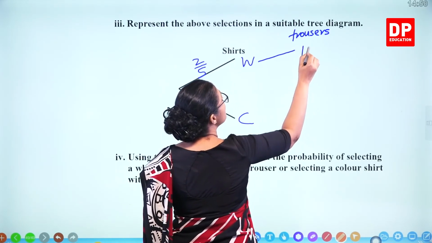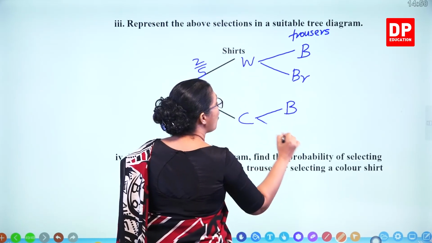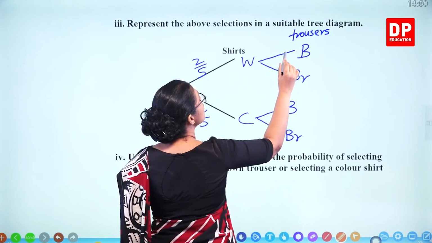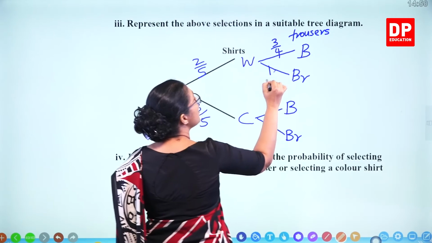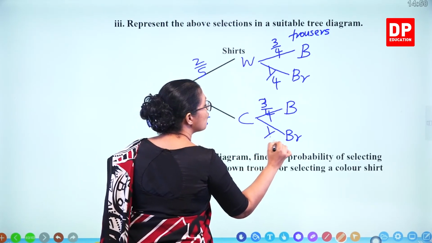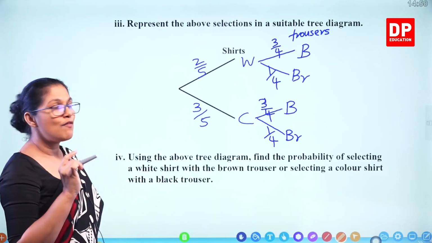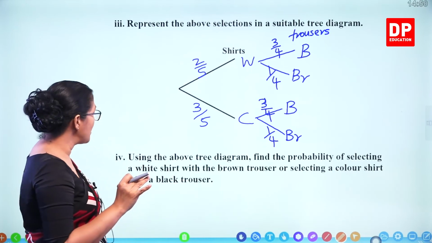And when you take trousers, we can draw the other branch for trousers. What are the colors? Black or brown. So black 3 out of 4, 1 out of 4 brown. So that's the full tree diagram. Now we'll use that tree diagram to answer this question.